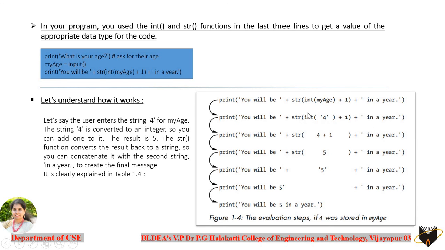So you can see first, the integer of this single-quoted value will be executed. That means 4 is converted to the integer, and then the plus 1 is applied here, 4 plus 1. That means this will be evaluated, which is 5. Then the string of 5, to do the concatenation with the next strings here, this 5 is converted back to a string by using the string type conversion. That means it will be enclosed in single quotes, and it will be displayed as a result: you will be 5 years in a year.